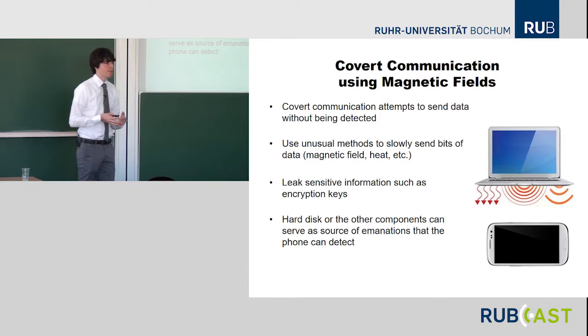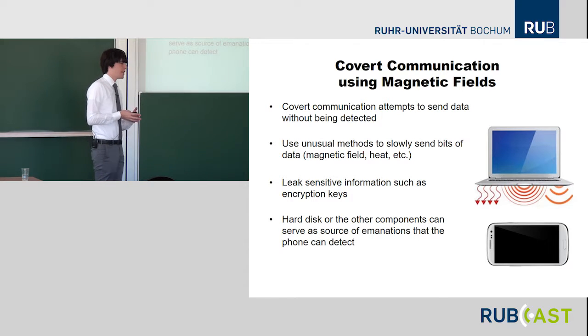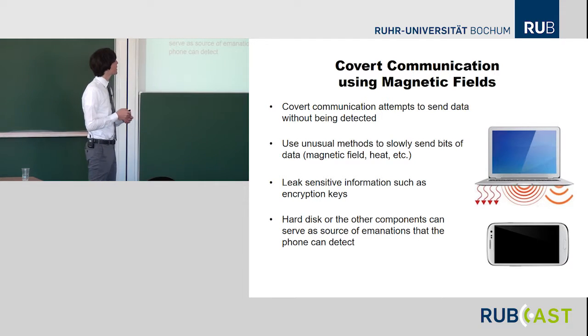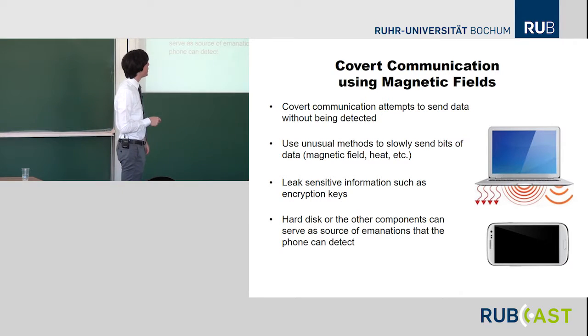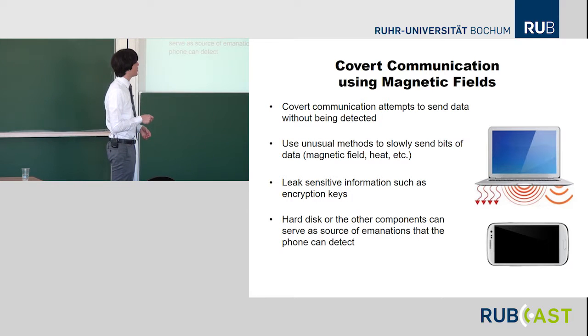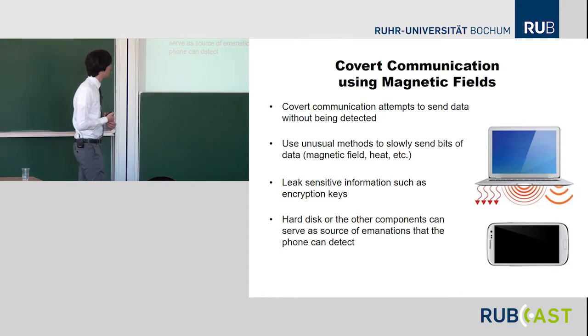Typically the covert channels are very slow, so we're not going to be sending a lot of data, but focusing on a cryptographic key, for example, that's typically what you want to leak out of a system. And then, as I already showed in this picture, you could use heat, you could use electromagnetic, or you could use RF signals for the covert communication. And in this case, we're looking at the electromagnetic emanations from the hard drive or the CPU.